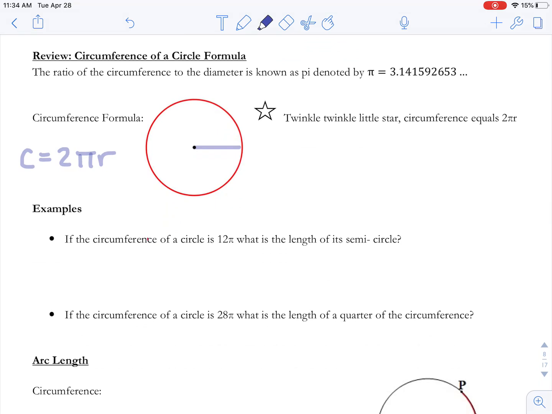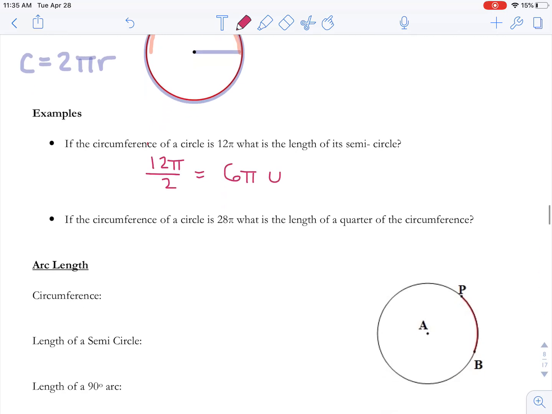If the circumference of a circle is 12 pi, what is the length of its semicircle? Okay, so we're talking about the circumference of the circle is 12 pi. So that's going all the way around the circle. What would be its semicircle? Well, a semicircle would be half of that. So that's going to be 12 pi divided by 2. So a semicircle would be 6 pi and then whatever units.